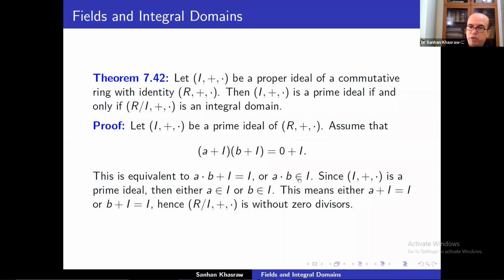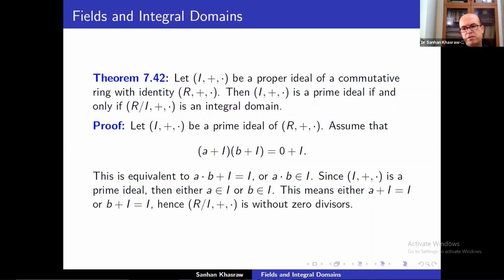one of A or B belongs to I. So either A belongs to I or B belongs to I. If A belongs to I, it means A plus I equals I. If B belongs to I, it means B plus I equals I. So it means this element is 0 in the quotient ring. Therefore, the quotient ring has no divisors of 0.